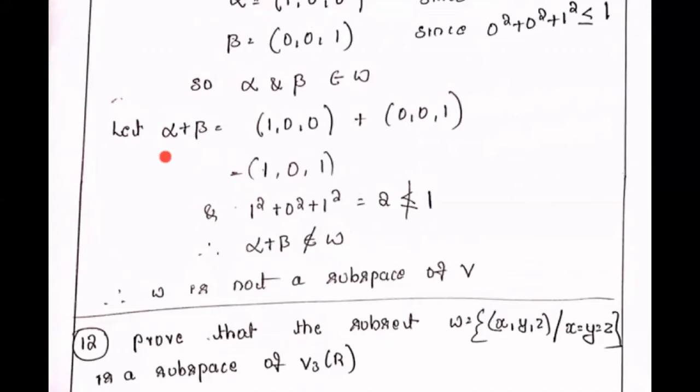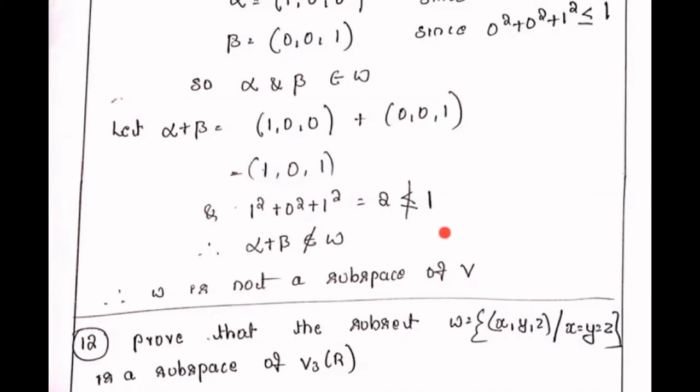So I'm considering alpha and beta. Alpha is 1 0 0, beta is 0 0 1. I'm adding those two, and what I got was 1 0 1. But what is the condition in W? You take the square of all the elements in the particular vector, and the sum should be less than or equal to 1. If you take the squares and sum them, that means 1 square, 0 square, 1 square, you add it, it becomes 2, which is not less than or equal to 1. So when you add two vectors which belong to W, the result does not satisfy the condition. After adding, it is not satisfying the addition rule.